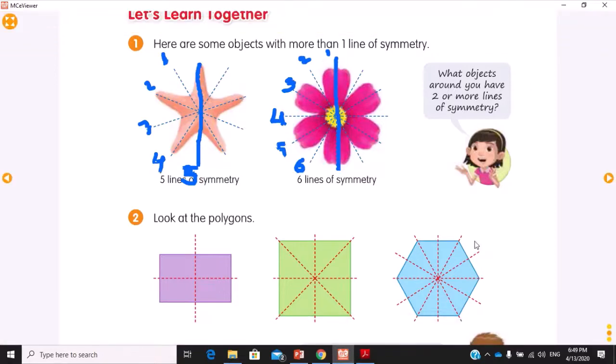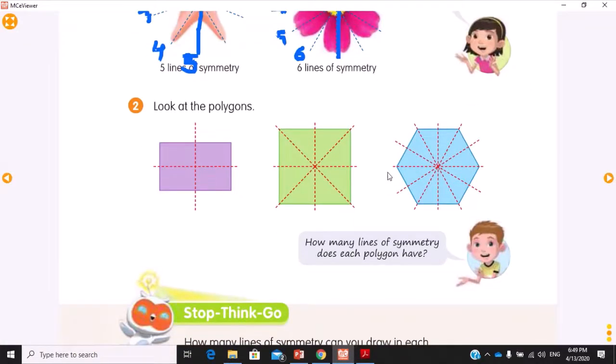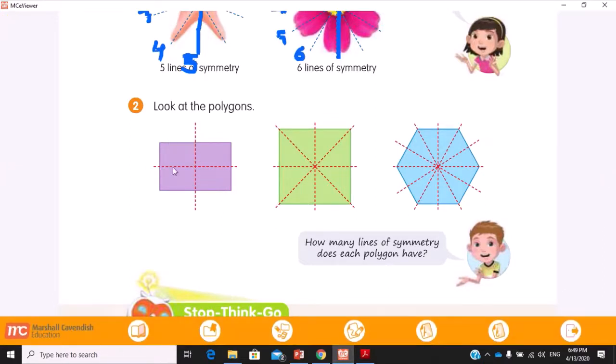Okay, now let's go further and look at our polygons, and how many lines of symmetry we could make. Oh, they made something a bit different. Let's take a look. For example, our rectangle has two lines of symmetry. We can divide it in half here or half here. It doesn't matter if you put the line of symmetry here or here. You can make a duplicate shape from this side to this side, or from this side to the other side over there.